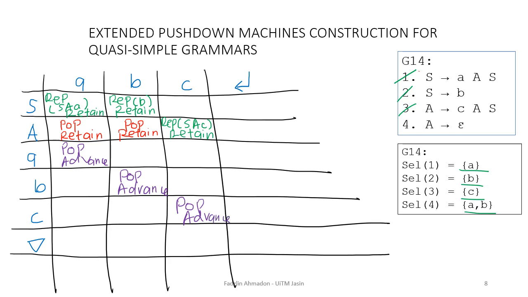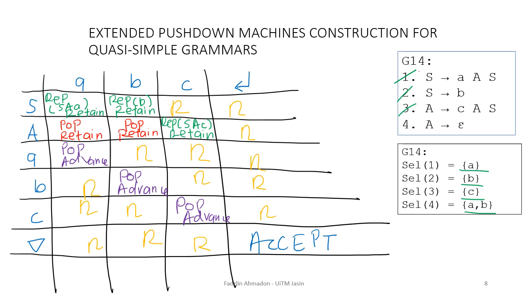Okay, for bottom marker meeting end marker is going to be accept. As for the rest, it's going to be reject. So this is the extended pushdown machine for quasi-simple grammar, grammar 14.